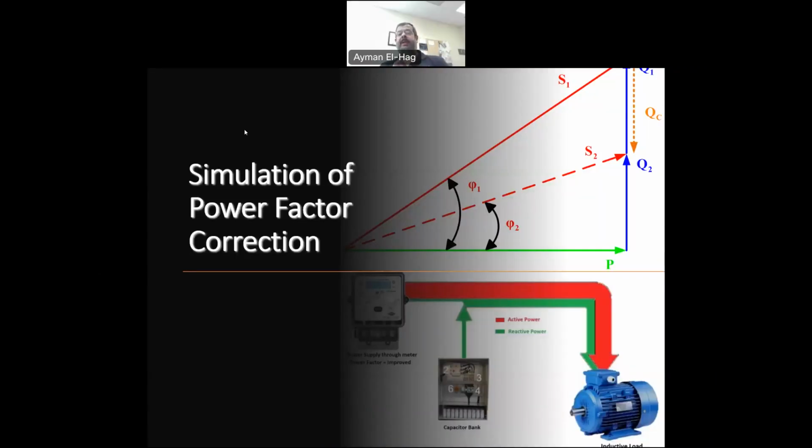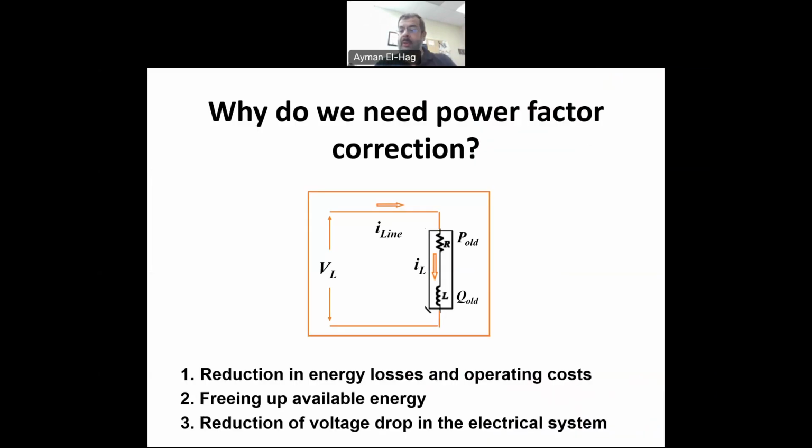Hi everyone. In this video, I'd like to do some simulation to demonstrate to you why we need to do power factor correction. What are the advantages that we will gain when we have power factor correction? So basically, our loads are inductive. So they consume both active and reactive power.